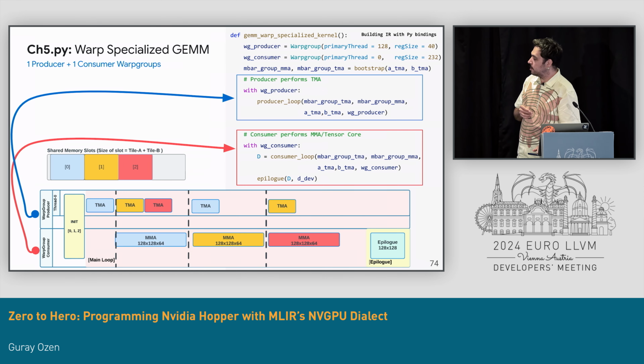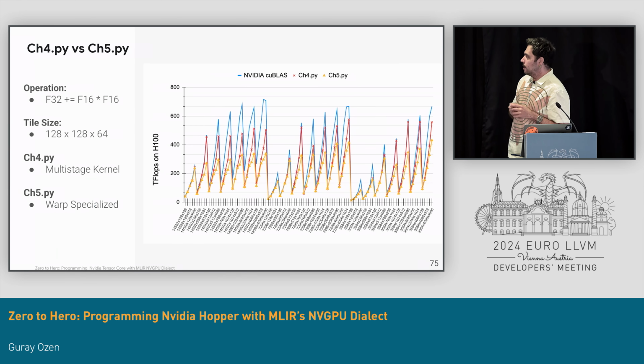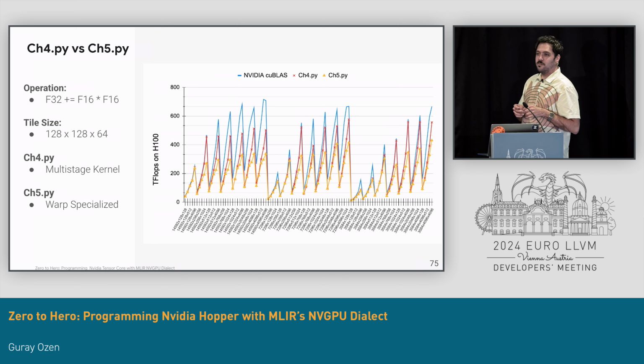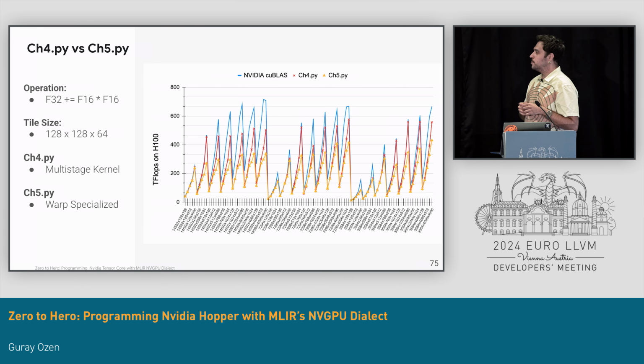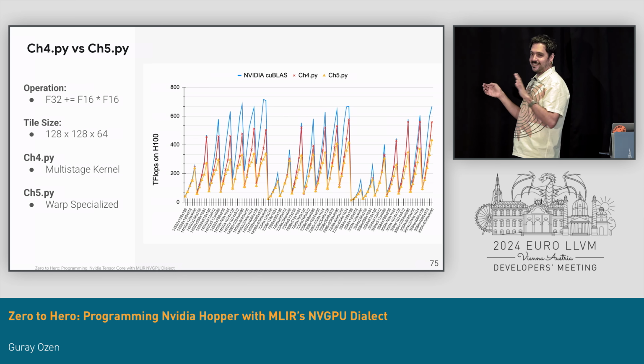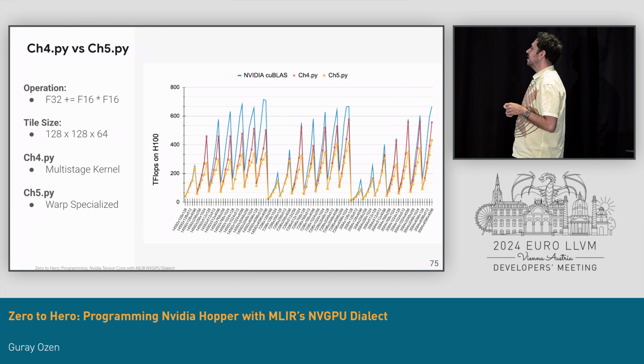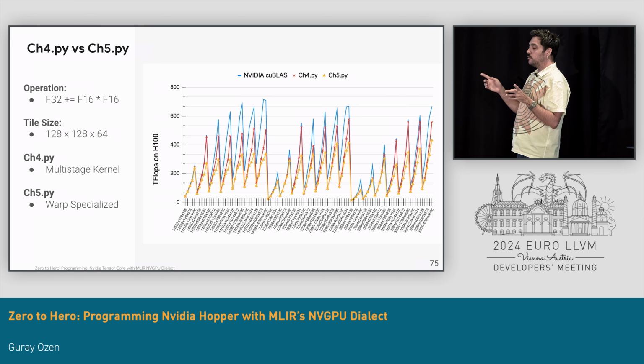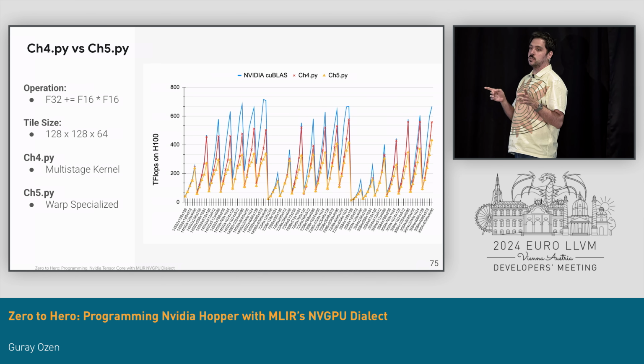So how is the performance going to be? Here is the performance again. Now we have the new chapter, and the new chapter's performance is not even good. We are not yet there. It's not perfect, and it's not perfect because we know this is not going to give us performance. But what we learned is how to do warp specialization.